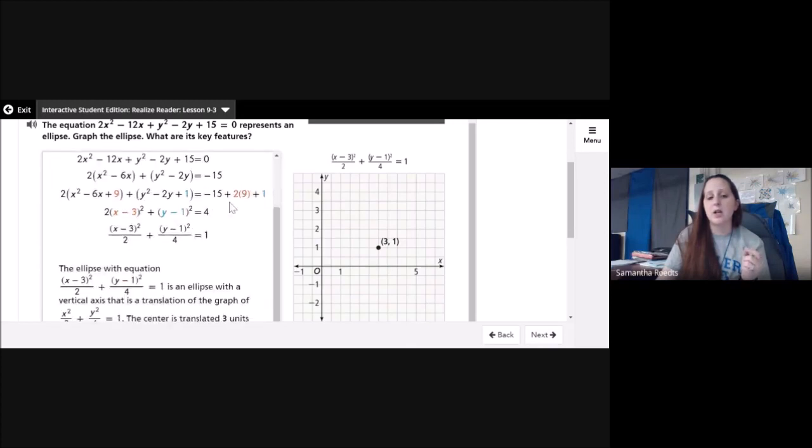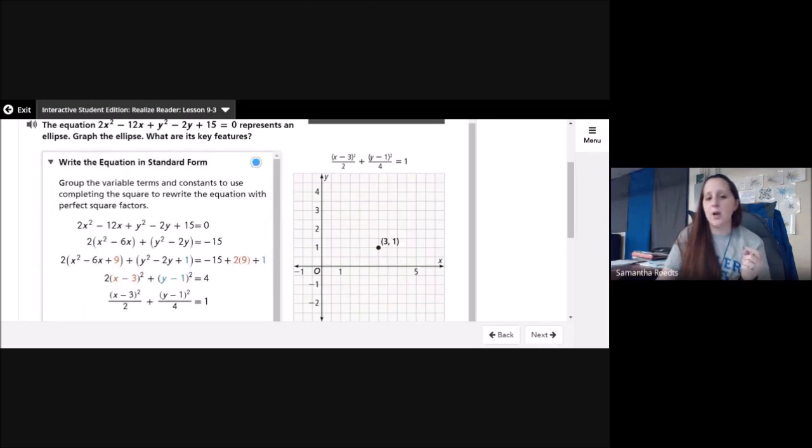with perfect square factors. So 2x squared minus 12x plus y squared minus 2y plus 15 equals 0. I move the 15 to the other side, that gives me negative 15. I factor out a 2 with my x's, which gives me x squared minus 6x and y squared minus 2y equals negative 15. Now I'm going to take the perfect square. Remember that you divide this middle one by 2 and then square it. So 6 divided by 2 is 3, 3 squared is 9. So I have this 2 out front, so I need to make sure that I have 2 times 9 on the other side as well.